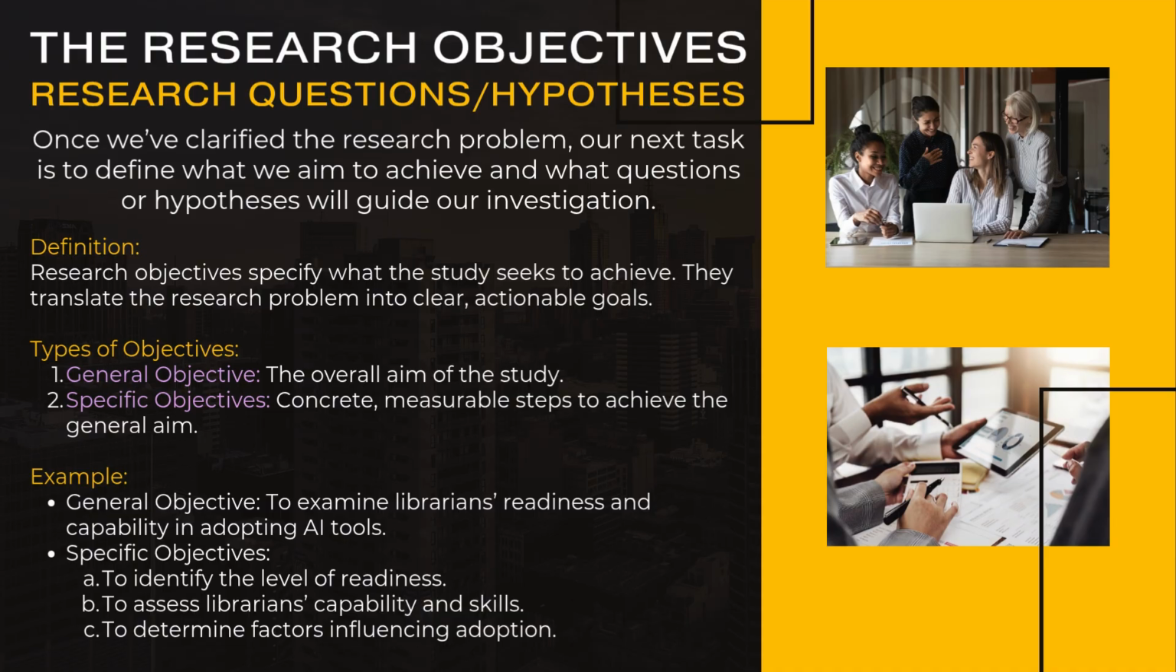Each objective should begin with a clear action verb like identify, examine, evaluate, or determine. Together, these objectives serve as your roadmap. They ensure your study remains focused, systematic, and purposeful. Before we move on, take a moment to check. If someone reads your objectives, can they easily tell what your research hopes to achieve? If the answer is yes, your objectives are well defined. In the next part, we'll look at how these objectives naturally lead to research questions and hypotheses, which specify how you'll explore or test each goal.